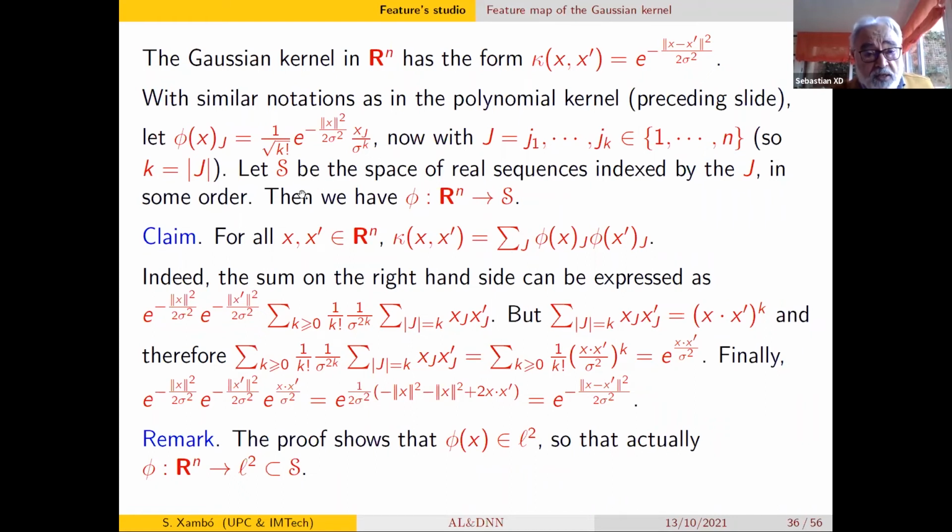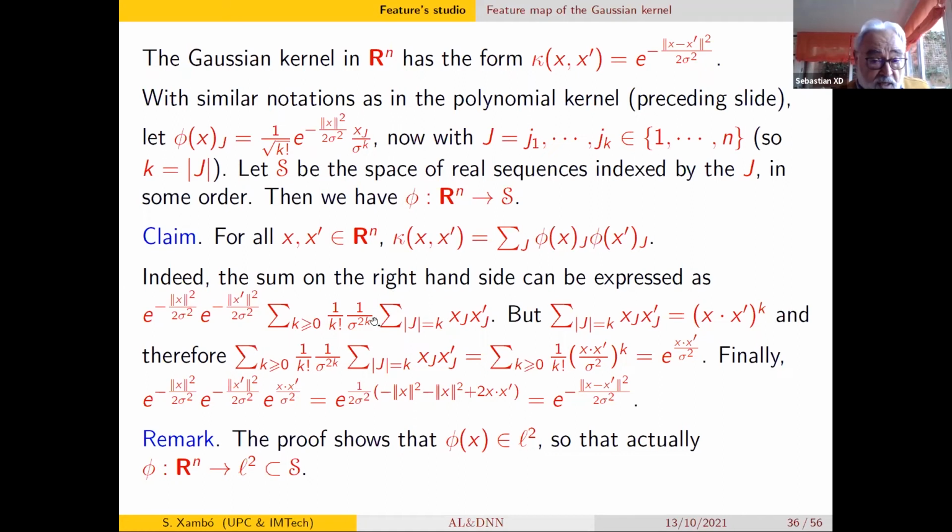Well, let S, curly S, be the space of real sequences indexed by the j in some order. Then we have a map from Rn to this space X given by this formula. So phi of X has the coordinate j given by this expression. And the claim is that for any x, x prime in Rn, the kappa of x, x prime is this sum, which is the dot product in the space S of phi of x with phi of x prime.